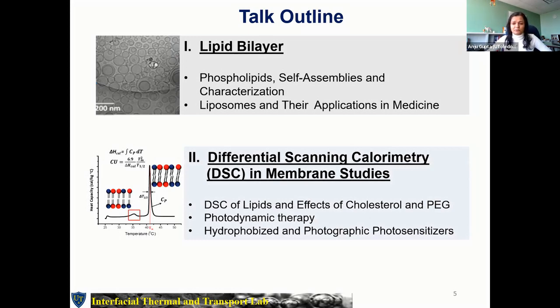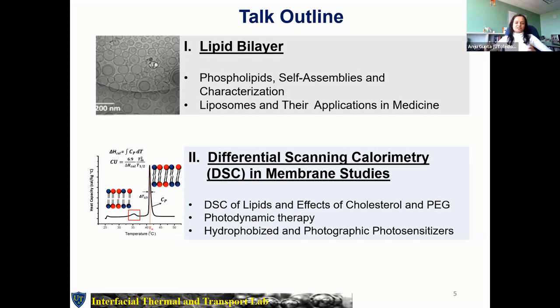In the second section, I'm going to focus on differential scanning calorimetry thermographs of lipids and how that changes when you have cholesterol or polymers embedded in the liposome or on top of the liposome. And with that background, I'm going to introduce you to, or maybe reintroduce you to, photodynamic therapy. And we recently learned how lipids, heat transfer, and transport phenomena can increase the efficiency of photodynamic therapy.